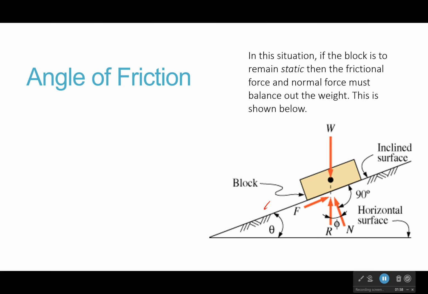If this block is going to remain static, that frictional force has to balance out the weight, which is trying to push it down the hill. If it doesn't, everything fails. Now, remember, in this case we're going to make our axes look like this and this for the coordinate system. Weight has a component perpendicular to the surface and a component along the surface trying to push it down. We want friction to equal this component right there.